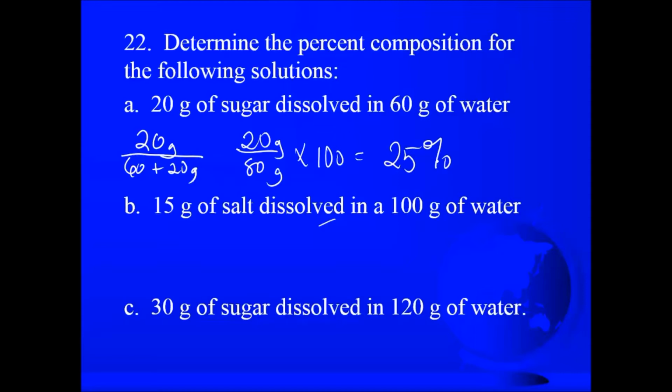25%. Wait, how did we do this? You take the part that's dissolving and you divide it by the total. Both the part that's dissolving, because it's the total. 20 is what's dissolving in 60 grams of water. So it's 20.